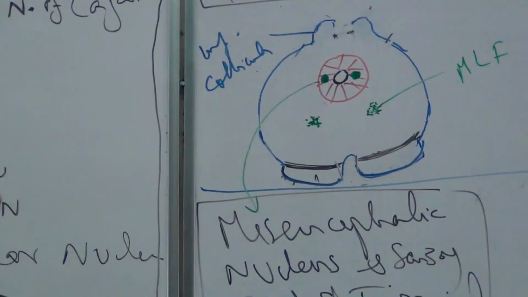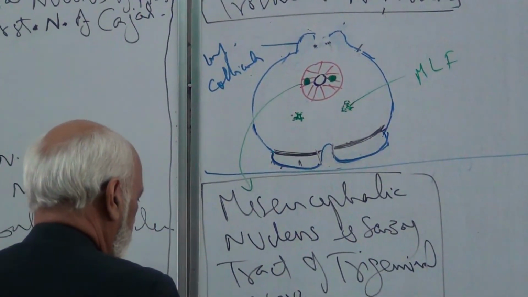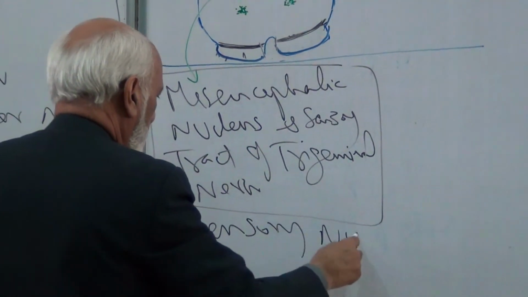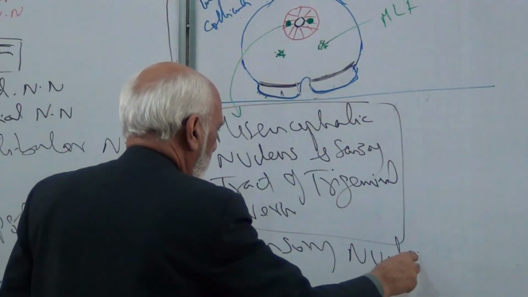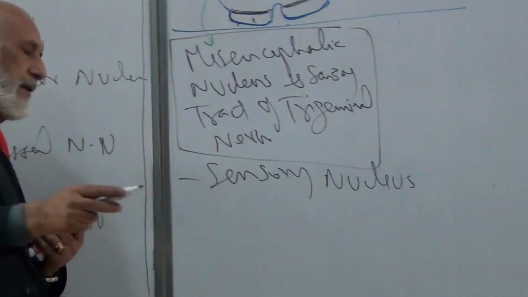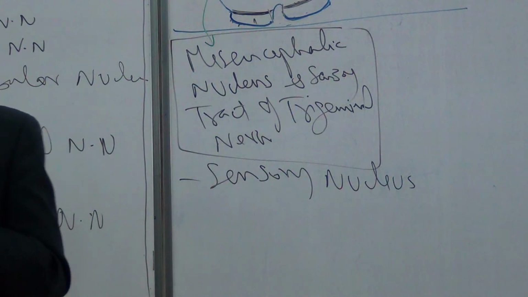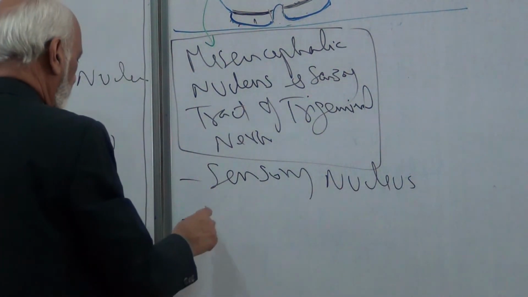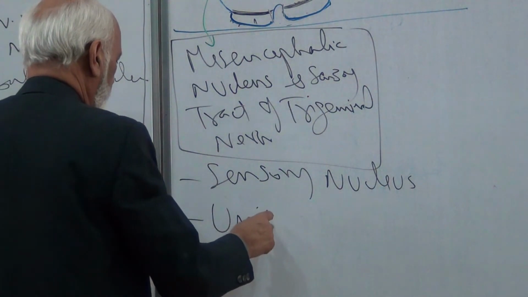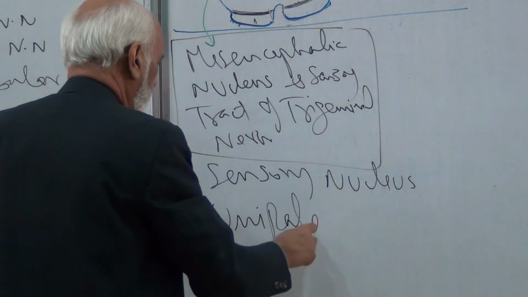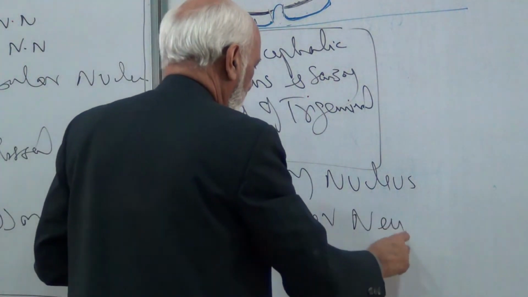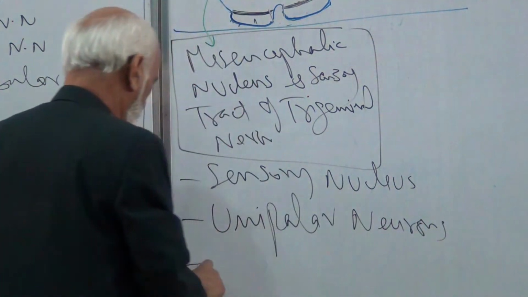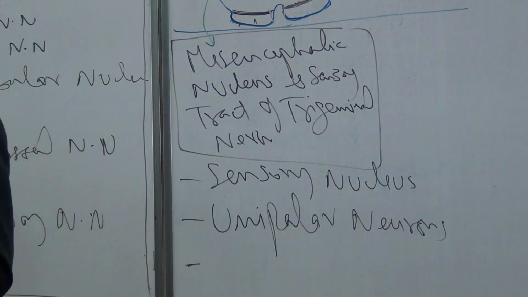Now what is this nucleus? It is a sensory nucleus. You know, the trigeminal nerve is sensory and motor. For the motor fibers there is a motor nucleus in the pons, and the sensory nucleus is an elongated nucleus. This nucleus comprises unipolar neurons.